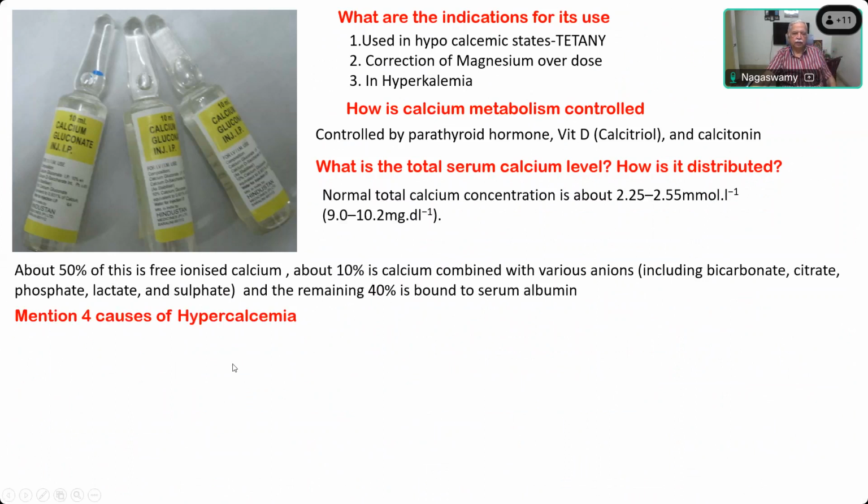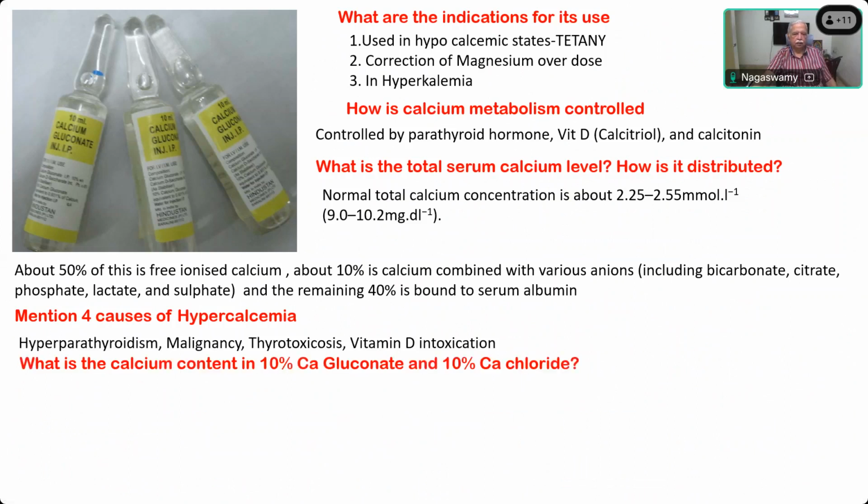Mention 4 causes of hypercalcemia. Parathyroid adenoma. Very good. Hyperparathyroidism. Diuretics. Thiazide diuretics. Very good. Okay. Neoplastic syndromes. Malignancy. Okay. Hyperthyroidism, malignancy, hyperparathyroidism, thyrotoxicosis, vitamin D intoxication, and of course there are other 4 or 5 conditions. But for the exam just remember these. What is calcium content in 10% calcium gluconate and 10% calcium chloride?